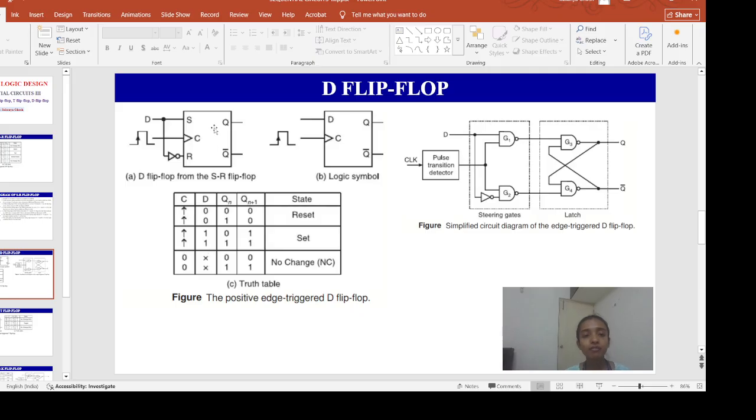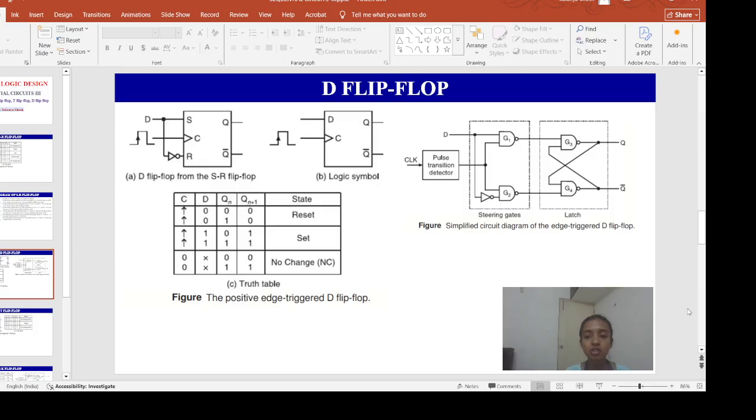That means whatever be the state of the input, whenever the clock signal is high, the output will follow the D input. If D is 1, Q will be 1. If D is 0, Q will be 0, provided the clock pulse is high. Now if the clock pulse is 0, whatever the D input, the present state and next state will be the same.